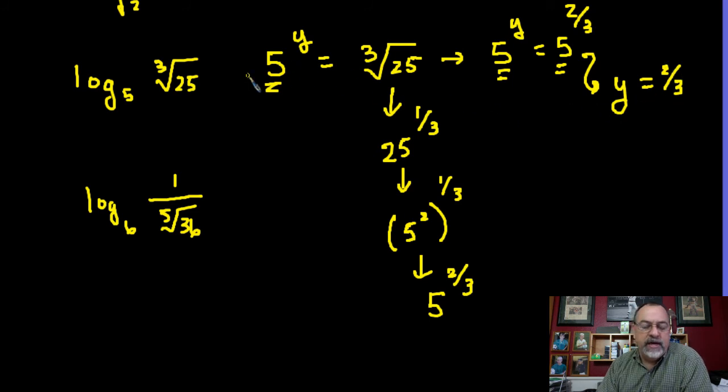Okay? So again, step process. Exponential form, which is the inverse of logarithm. Change the bases so that they're equal. And if the bases are equal, then the exponents will be equal. Let's do a couple more examples here, and then we'll wrap this up.